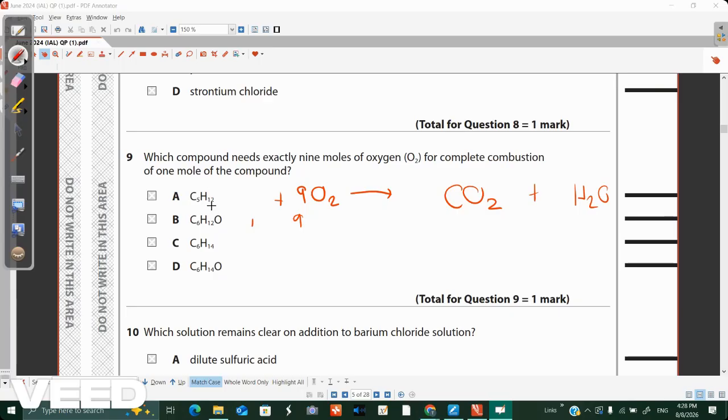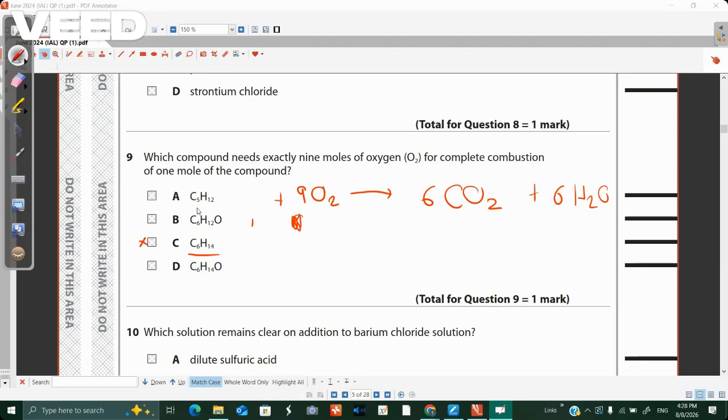So we'll see whether it says 9 oxygens. With 6 carbons, you have 12 oxygens from carbon dioxide, then you have 6 oxygens, right? So therefore, the number of hydrogens must be 12. So this cannot be the answer.